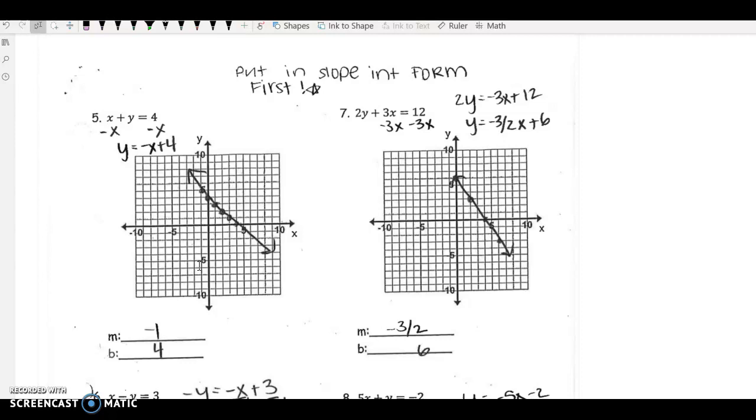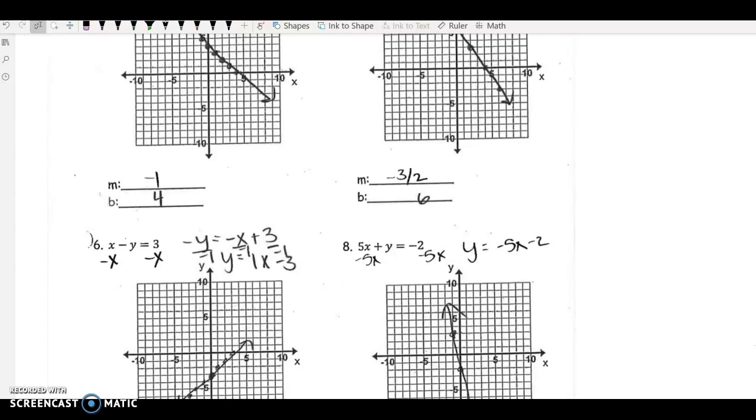For number 7, I subtracted 3x on both sides. Remember, you cannot combine 12 and -3x because they don't have like terms. So I then got 2y equals -3x plus 12. I divided both sides by 2, and I got y equals -3/2 x plus 6, which tells me my slope is -3/2. My y-intercept is 6.